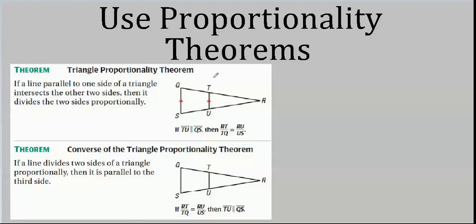What they're saying is, if we cut this triangle with a line parallel to this side here, we will break these two up into the same proportion. In other words, RU over US will be the same as RT over TQ. So let's label some of these lengths and see what we're talking about.